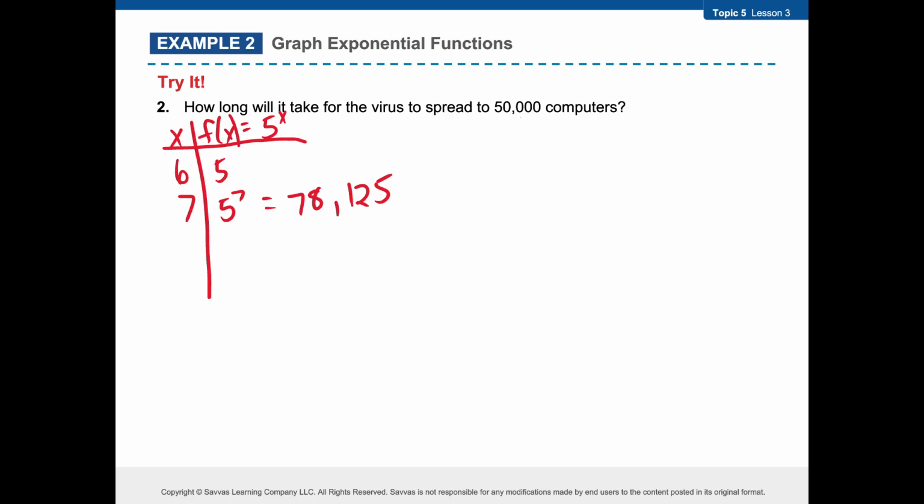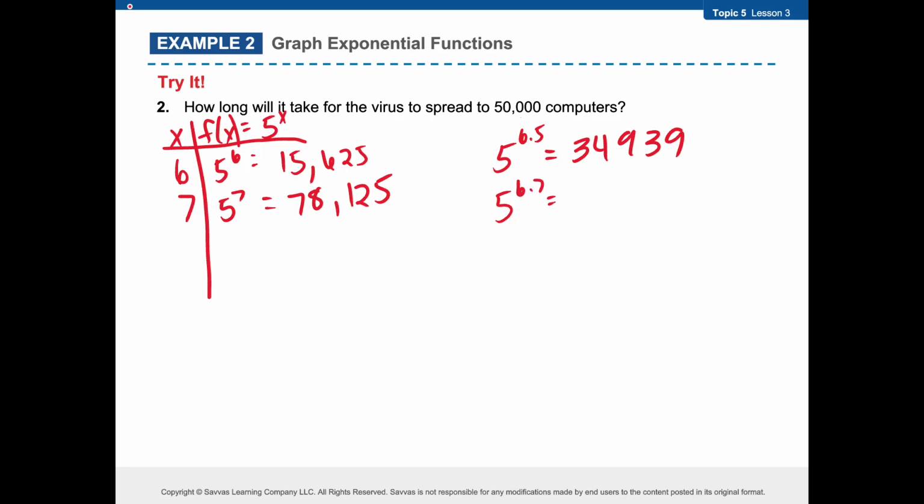5 to the 6th power equals about 15,625. So it has to be somewhere between a power of 6 and a power of 7. So let's say if I try 5.6, 5 y to the x, so this is just kind of like guess and check. It's about 34,939.